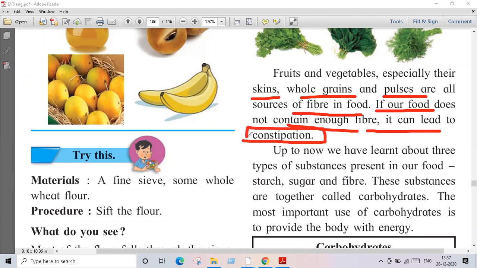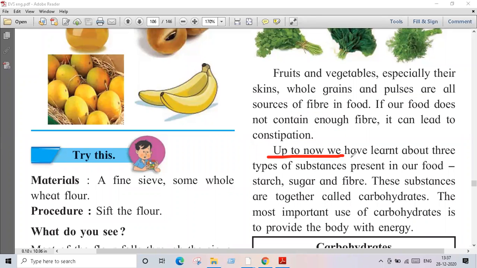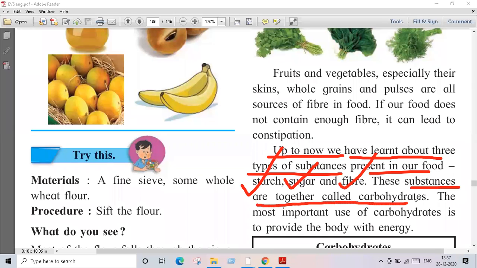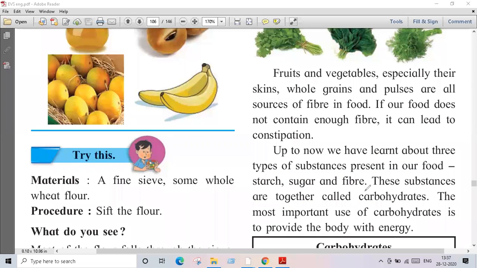So, what is constipation, guys? I'll tell you, don't worry. And up to now, we have learned about three types of substances present in a food. We have learned about starch, sugar, and about fiber. These together are known as carbohydrates. सगळ्यांना मिळून काय म्हणतात? Carbohydrates.